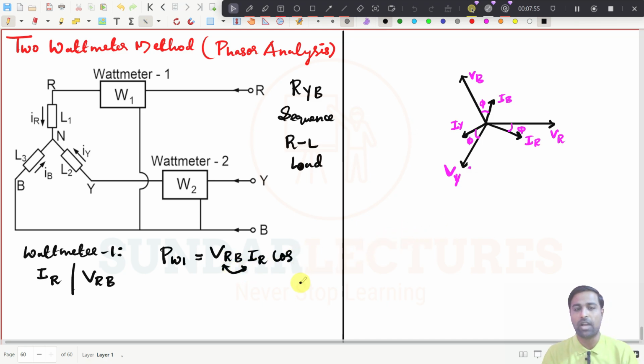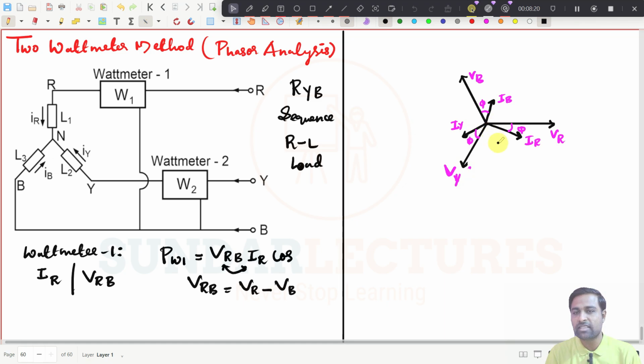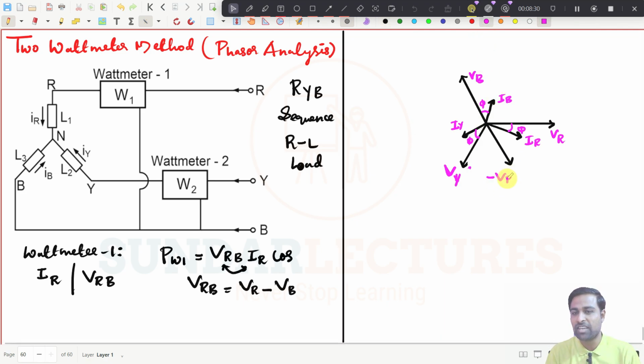I need to find that angle. And I need to find what VRB is now, because I know what IR is here. Now what is VRB? VR is already here, right? And if you extend this one, anyhow, I have to write this too. VRB will be equal to what? VR minus VB, right? So you just extend this one. Now it becomes minus VB, right? If you extend, what is this one? Simply it is minus VB.